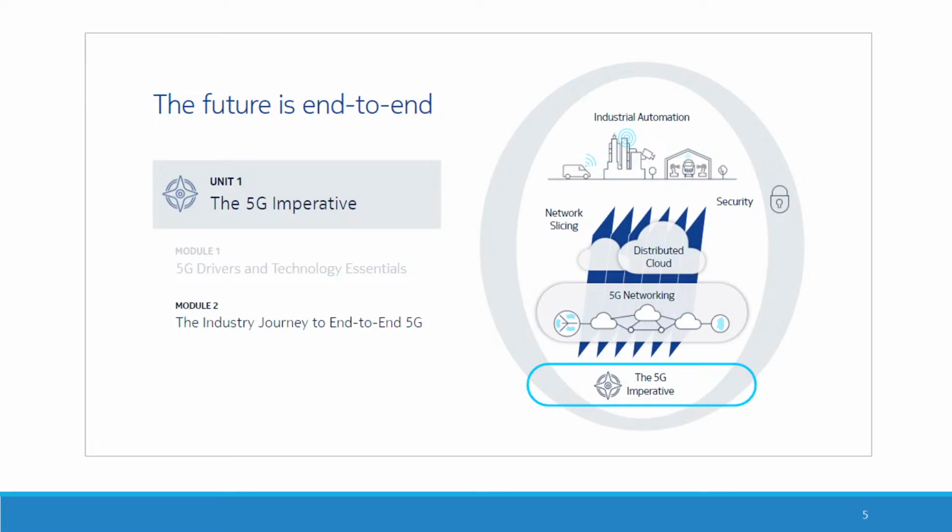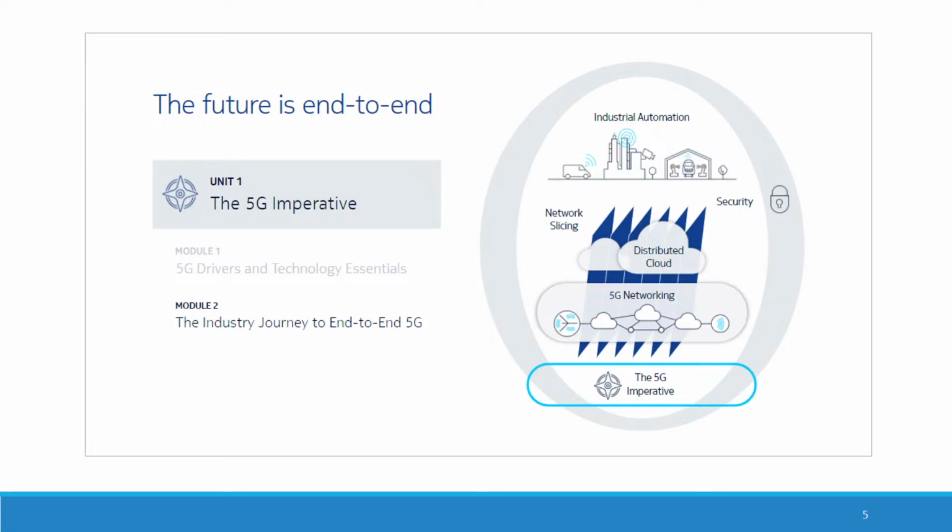Basically, the system will be like this. I mean, in this course, we will start from imperative. We will learn why we need to have 5G, and we will learn the 5G networking. That's RU, right? DU and CU. That's called distributed cloud.